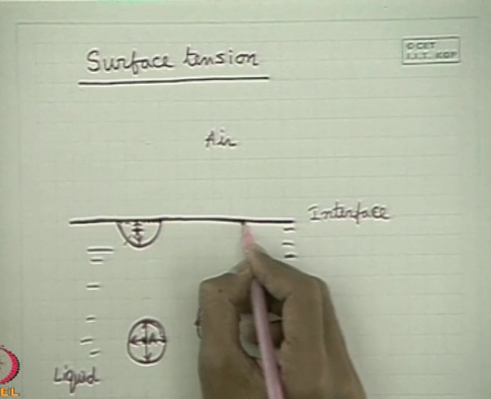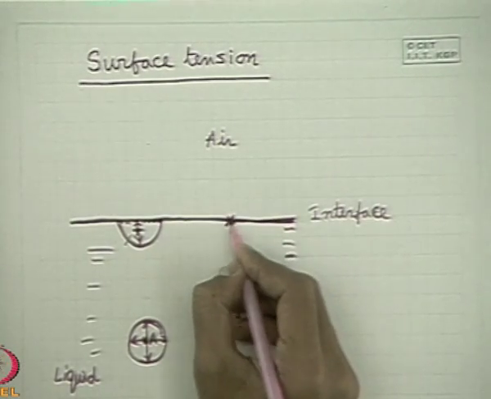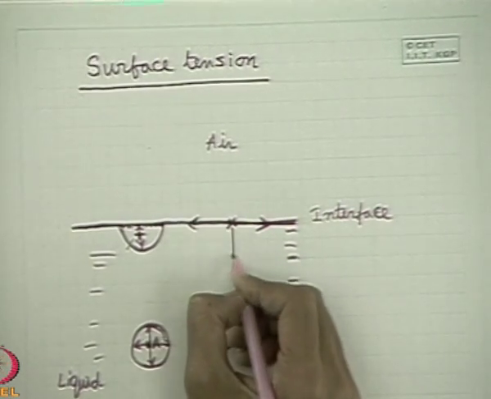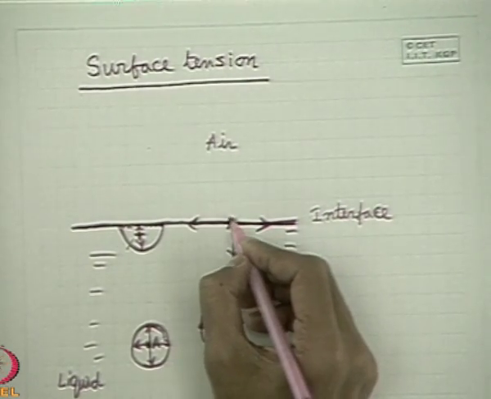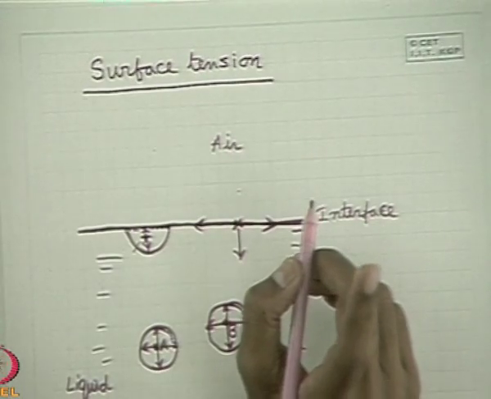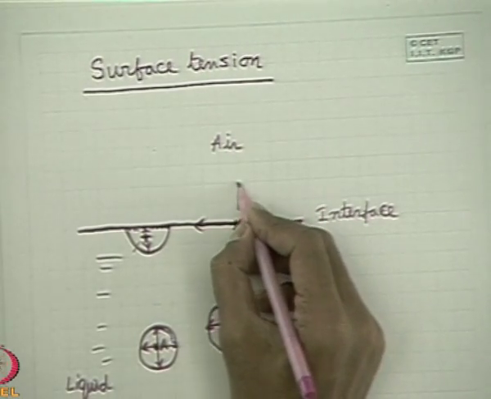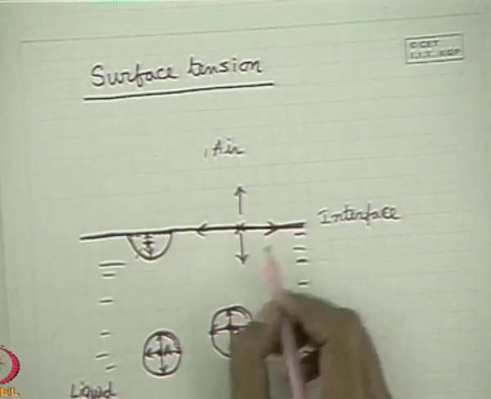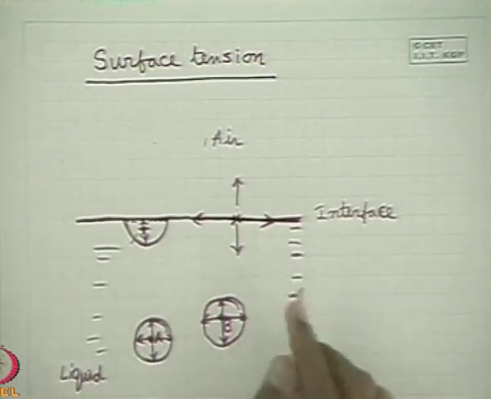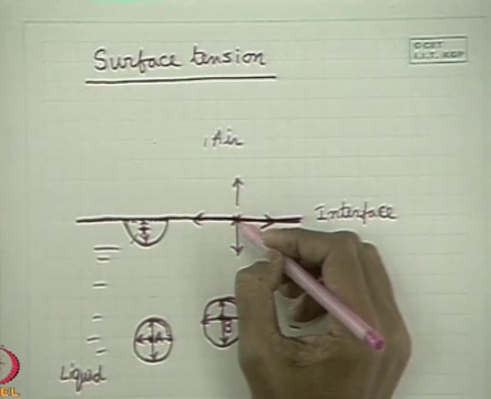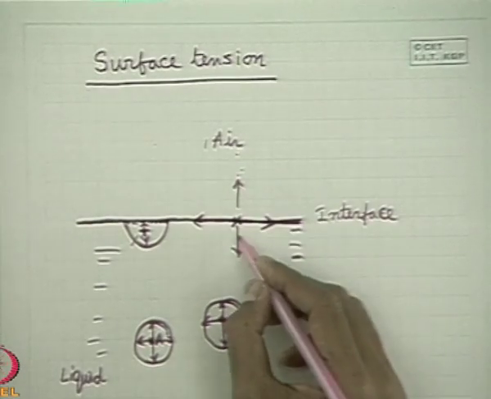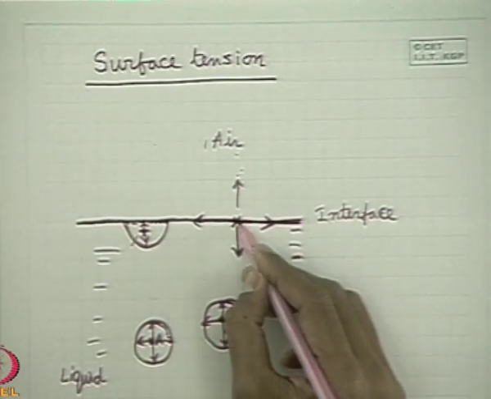When the molecule comes to the surface, you see it is being attracted from both sides by the molecules here and here. So there is no molecule which will attract it from this side. This is also not true. The attraction from this side comes from the molecules of air that separates this liquid. So if we consider this liquid and air, the adhesive force from the air is not as high as the cohesive force which occurs here.